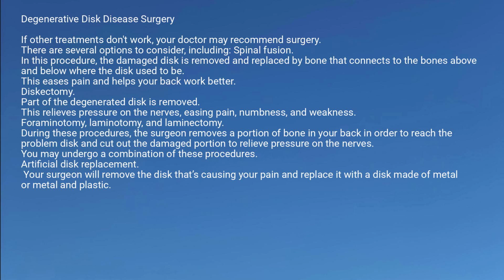Discectomy. Part of the degenerated disc is removed. This relieves pressure on the nerves, easing pain, numbness, and weakness. Foraminotomy, laminotomy, and laminectomy. During these procedures, the surgeon removes a portion of bone in your back in order to reach the problem disc and cut out the damaged portion to relieve pressure on the nerves. You may undergo a combination of these procedures.